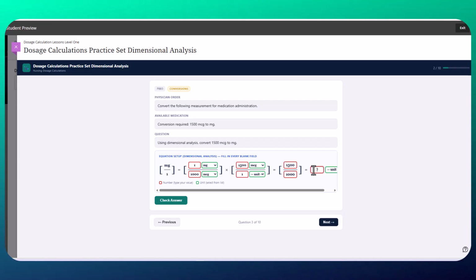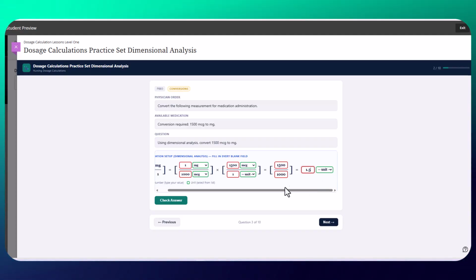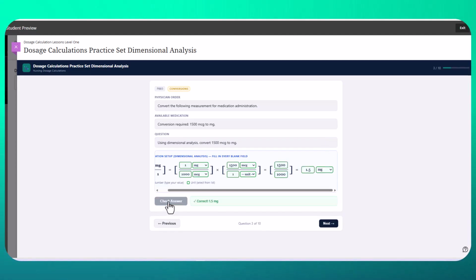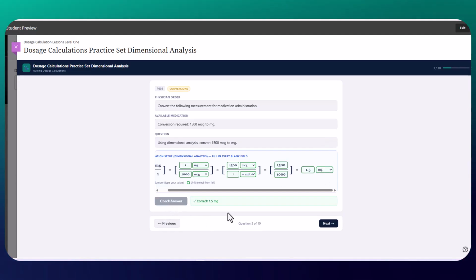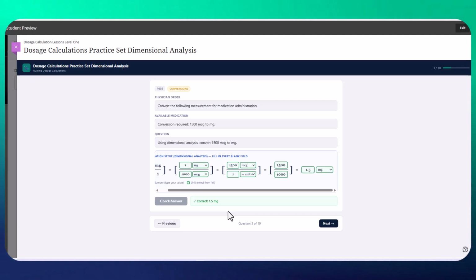1,500 divided by 1,000 is equal to 1.5. 1.5 what? We're looking for milligrams, so we're going to put milligrams in here. Let's check our answer. Ta-da! We did it right again.